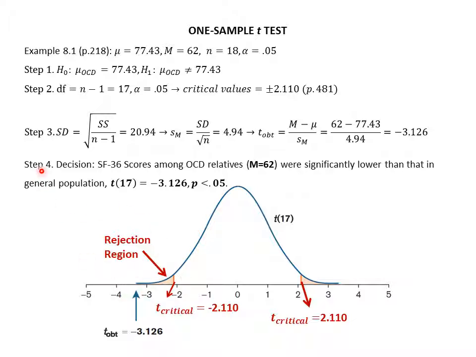And in step 4, we make a decision. We reject the null hypothesis and say there is a significant difference between the OCD family's social functioning score from the general population's score. And since we reject the null hypothesis and conclude that there is a significant effect between the sample mean and the population mean, it's time to compute the effect size.